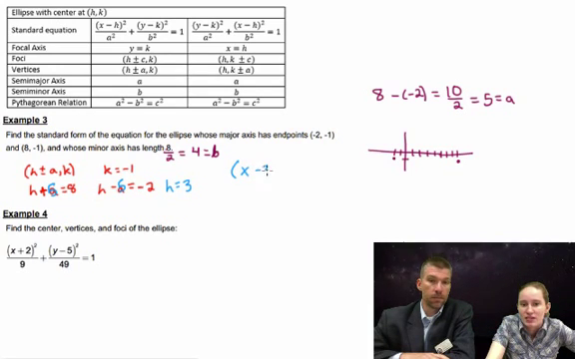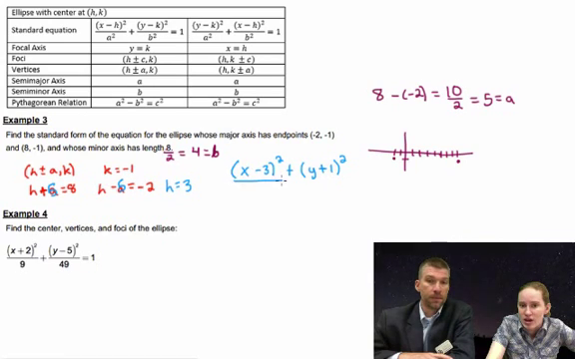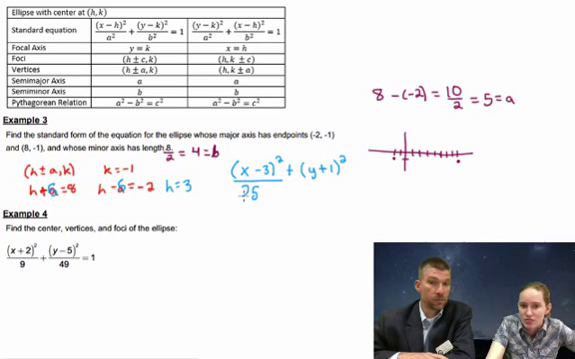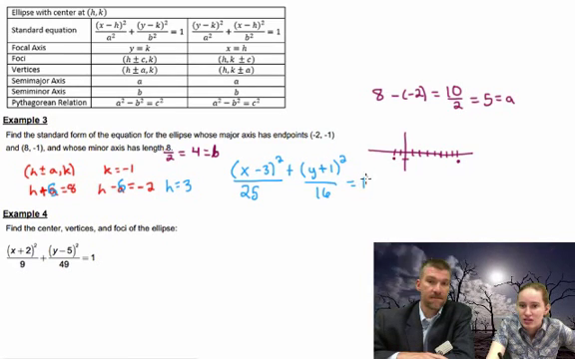X minus H squared plus Y minus K, so that's minus a minus negative. Underneath X is A, we said, because it's the bigger squared, axis, so 25. And underneath Y is B squared, so that's 16, and it equals 1.